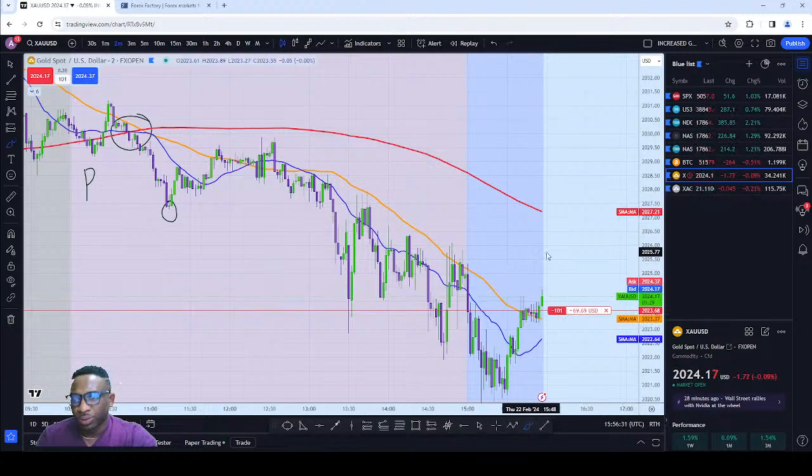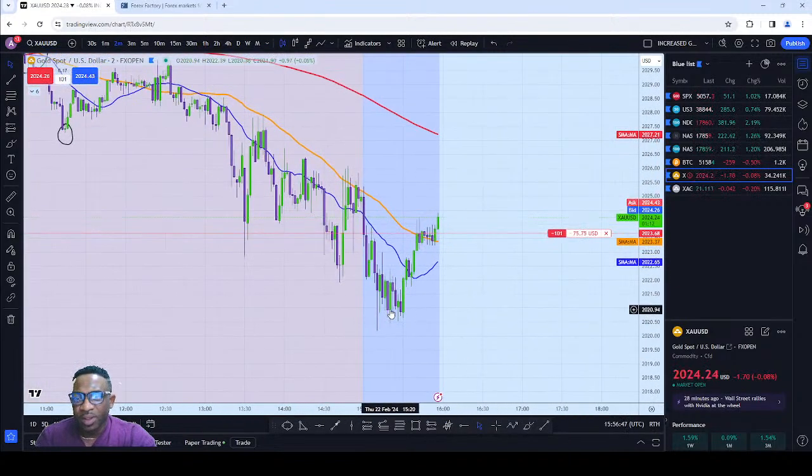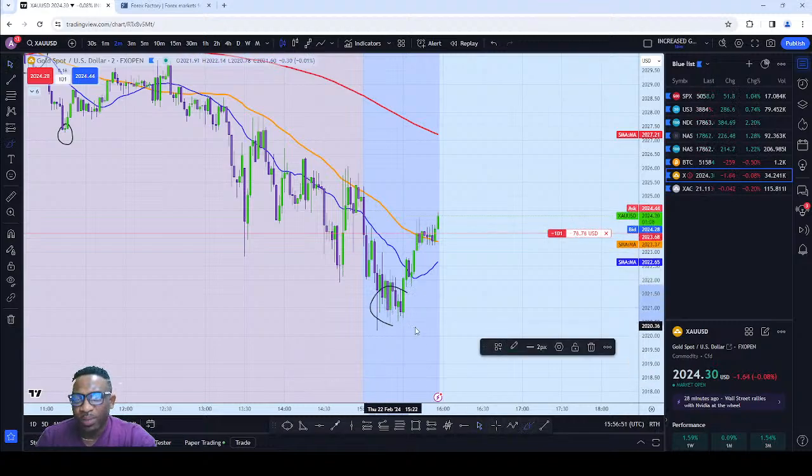So this is gold. As we can see, gold came from the narrow state and then came to this wide state. And now it looks like it's making its way back. This is the wide state, so it's making its way back to the narrow state.